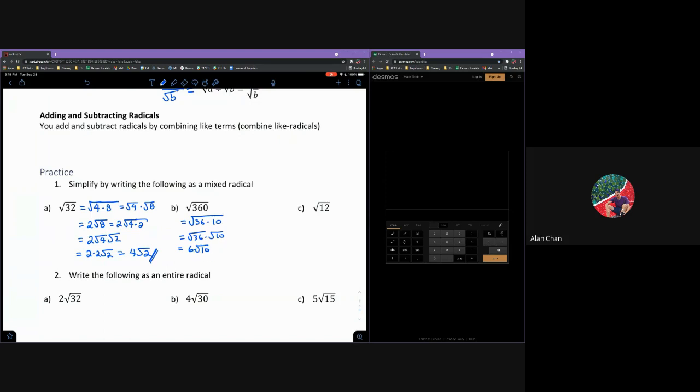Now you'll be wondering, can we reduce this anymore, this root 10? And the answer is no, because 10 is equal to 2 times 5. And if we have 2 and 5 under the house, we can't remove anything. There's nothing that we can multiply by itself to make 2, and there's nothing we can multiply by itself to make 5. Okay, let's move on to the next question.